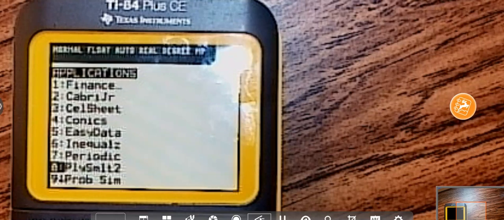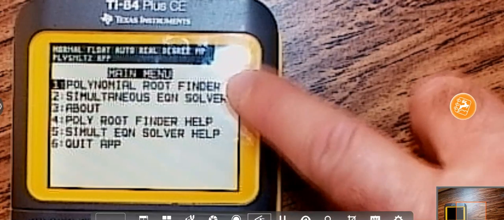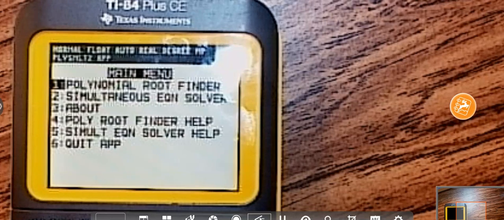Okay. Why do you not have it? I don't know. I just saw this last night. Somebody else said it was 9, and I was like, well, not on mine. It's 8. Anyway, if you choose that one, the very first one is the one we're looking for. Polynomial root finder. Okay? Polynomial root finder.